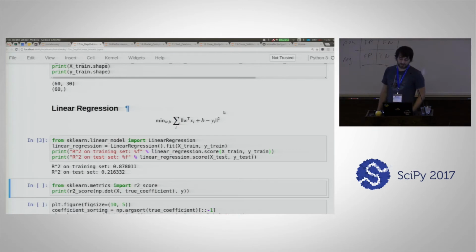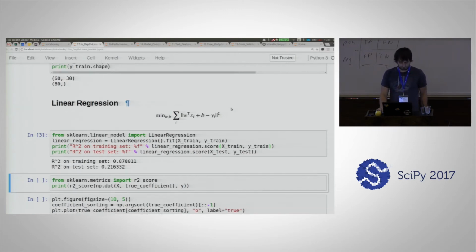And this is a convex optimization problem. If you want, you can throw a standard convex solver on this, or you can just compute this with an SVD or many other methods. And so basically what this does is it says, fit the training data perfectly with a linear model, or as well as you can with a linear model.